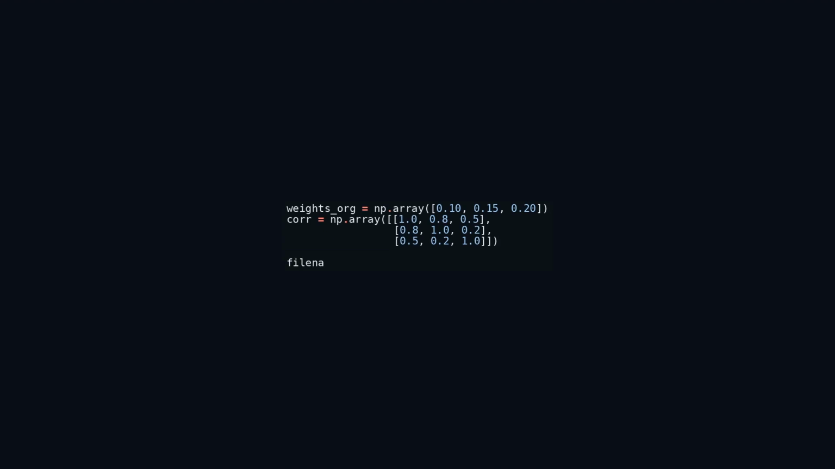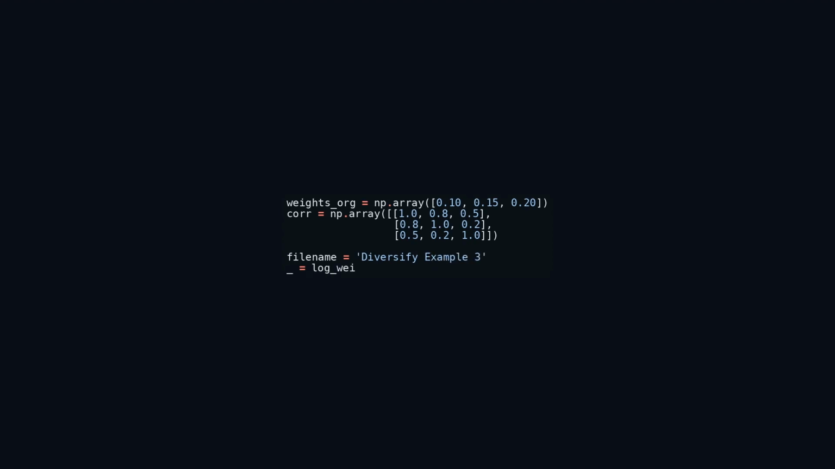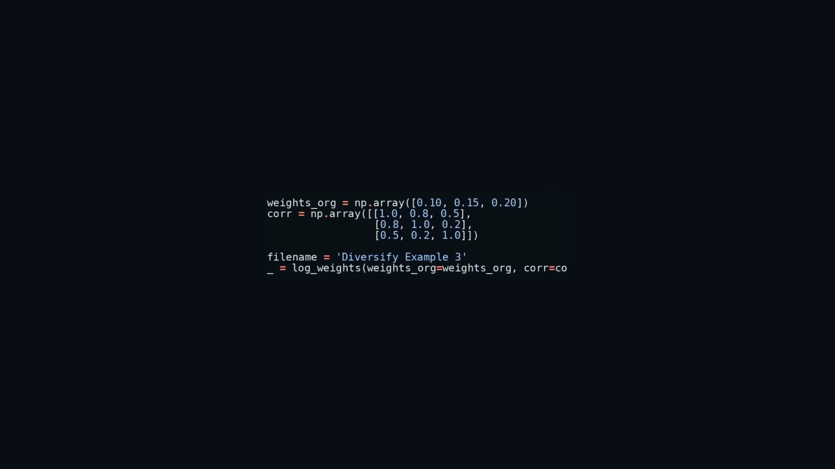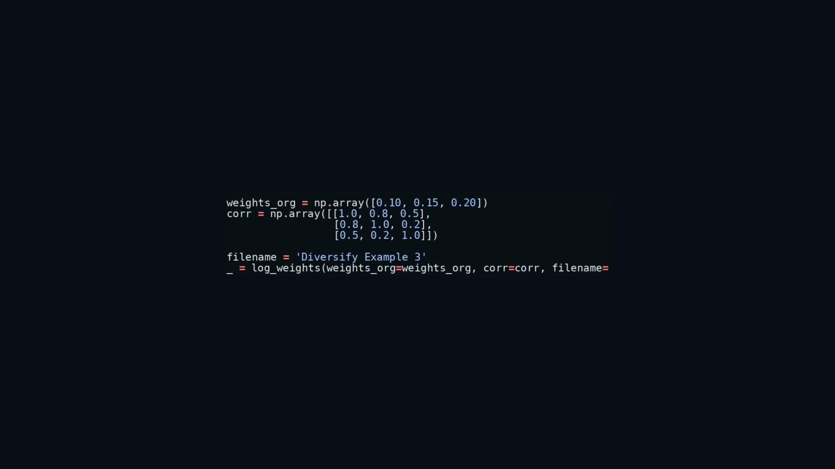Within the logweights function, diversification techniques are likely implemented to adjust the asset weights with the aim of decreasing the overall risk of the portfolio while maintaining a target level of return. The function performs calculations to determine a new set of diversified weights based on the provided correlation matrix. Finally, the results are presumably logged in a file named diversify example3. This code serves the purpose of optimizing the portfolio by diversifying the weights of various assets according to their correlations, thereby reducing the overall portfolio risk while striving to maintain the desired return. Such an approach is critical in investment management for establishing a well-balanced and risk-adjusted portfolio.